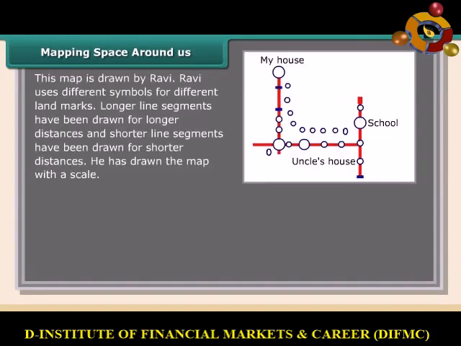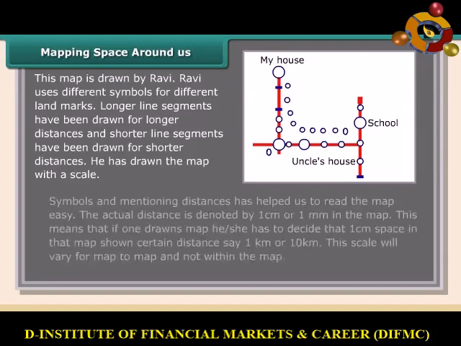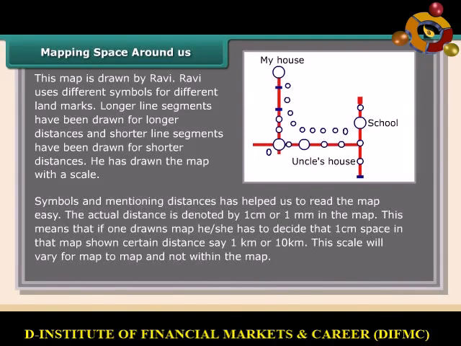This map is drawn by Ravi. Ravi uses different symbols for different landmarks. Longer line segments have been drawn for longer distances and shorter line segments have been drawn for shorter distances. He has drawn the map with a scale. Symbols and mentioning distances have helped us to read the map easily.